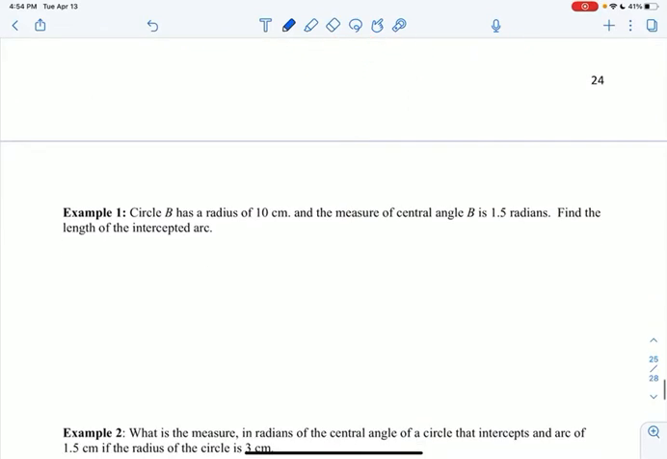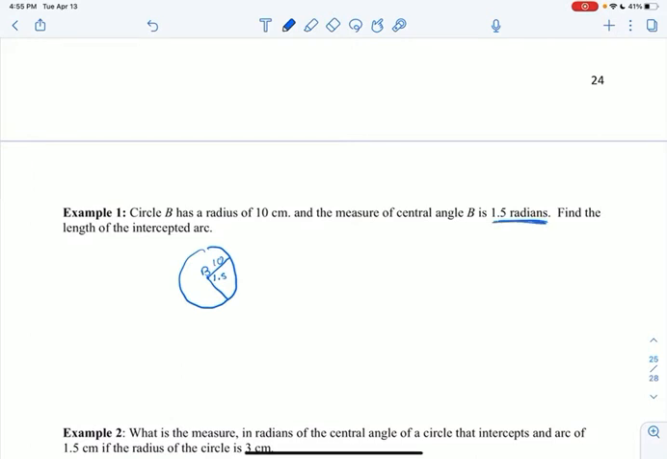Let's look at the next page. In the next page, I have circle B has a radius of 10. I'm going to draw circle B. It has a radius of 10, and the measure of central angle B is 1.5 radians. So this is 1.5 radians. Find the length of that arc.